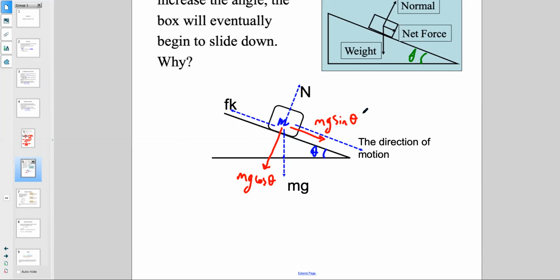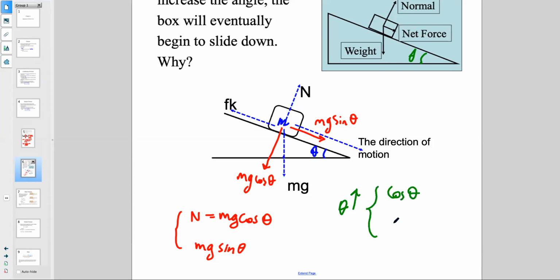It is important to know that the forces along the y direction will always cancel out. So N and mg should cancel out. They are equal and in the opposite direction. And then what we have here is mg sine theta along the direction of motion. Now, the problem is asking us, when this theta is increasing, when this theta is going up, what would happen to the cosine and sine of theta?